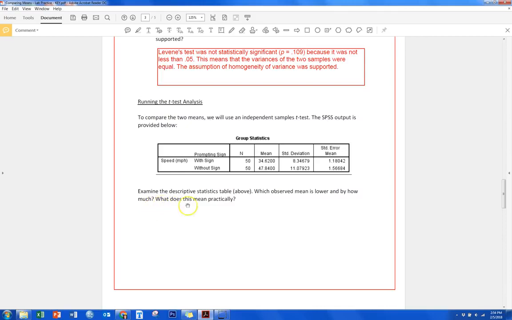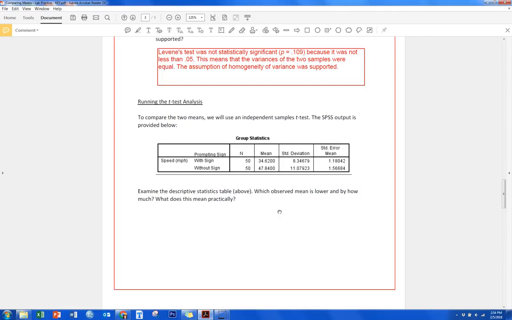It says, examine the descriptive statistics table above. Which observed mean is lower and by how much? What does this mean practically? Okay. So it's the same information that we've gotten before, but it's asking us to explicitly consider which mean is higher, which mean is lower. This is important. Sometimes students will run a t-test and they have in their head which way things are going to go, which mean is going to be higher.